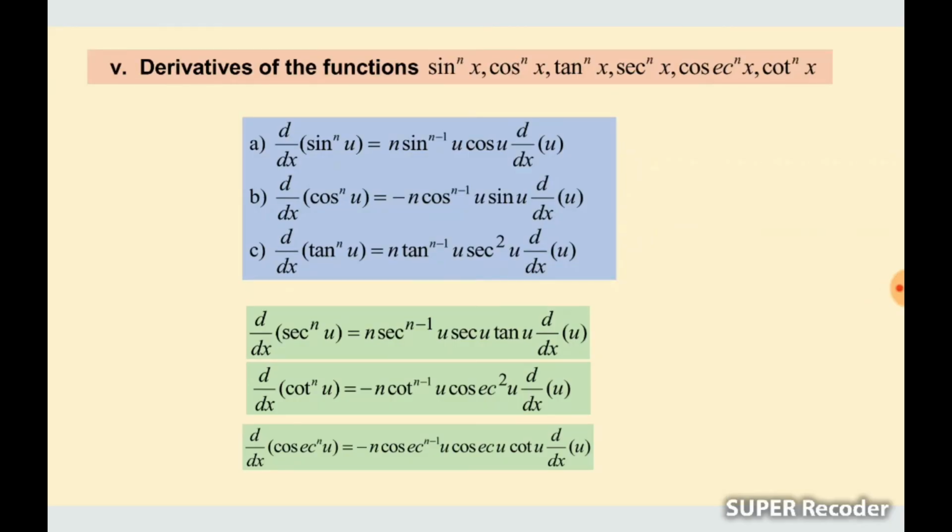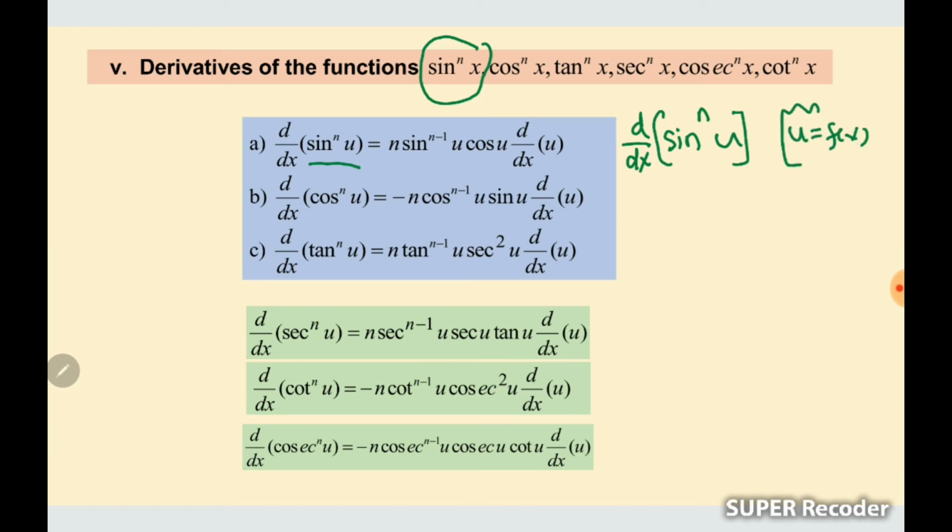Okay, now we continue to the last part of derivatives of trigonometric functions. The function that we are going to differentiate now is in the form of sine x to the power of n, or sine u to the power of n. So for example, we want to differentiate d/dx of sine u to the power n. Please take note: what is u? u is any function in terms of x. What is n? n is the power.